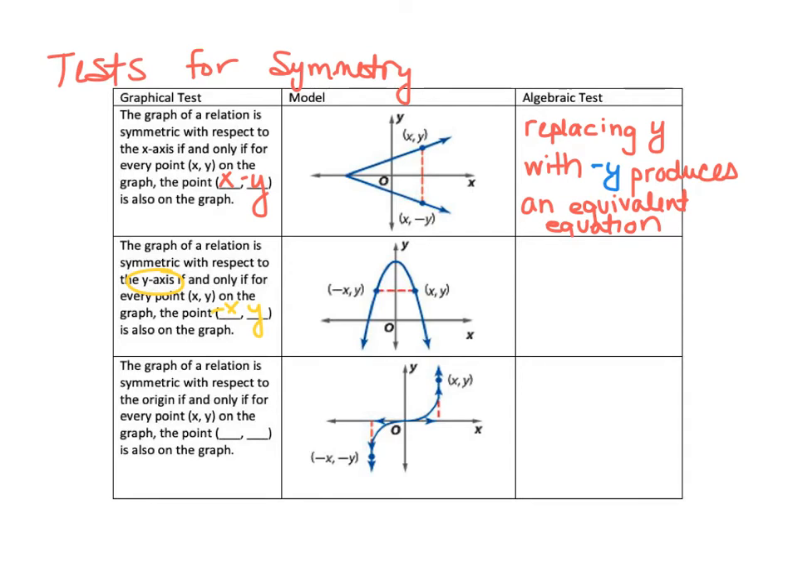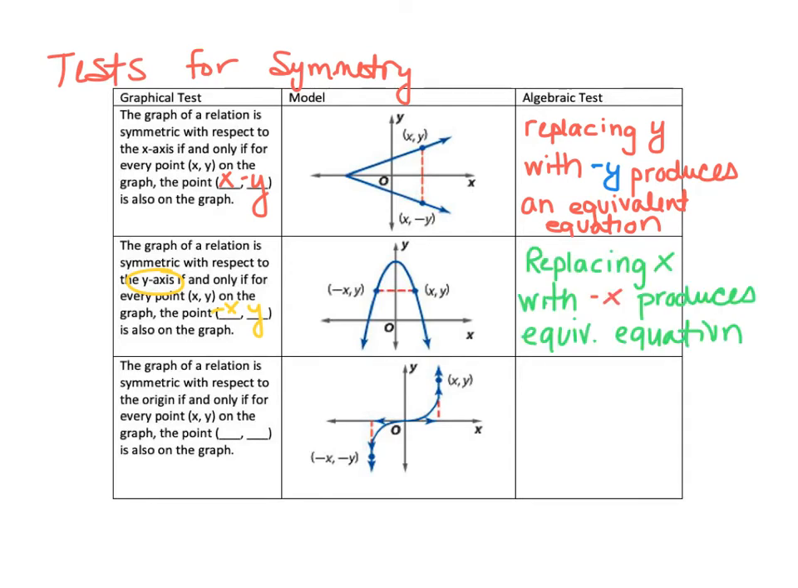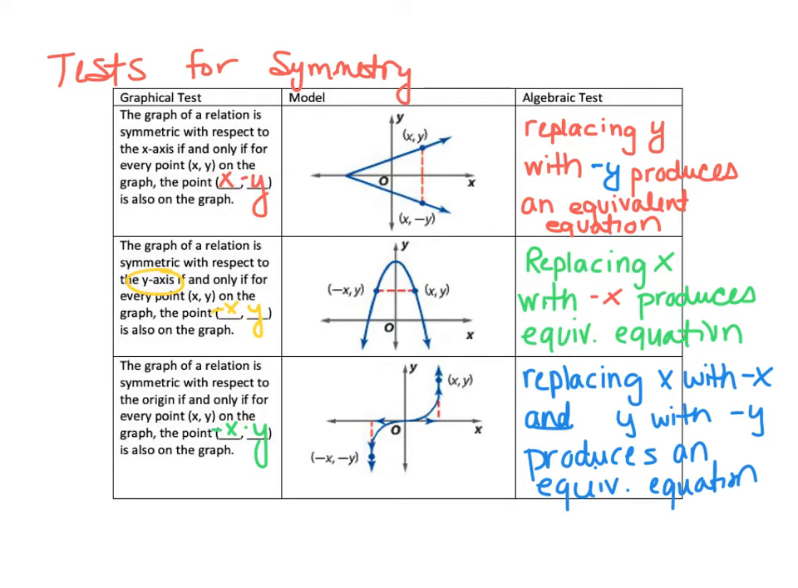And you'll get the same equation. The third type of symmetry is symmetry with respect to the origin. The graph of a relation is symmetric with respect to the origin if and only if for every point (x, y), there is also a point (-x, -y) on the graph. The algebraic test for this: replacing both x with -x and y with -y produces an equivalent equation.